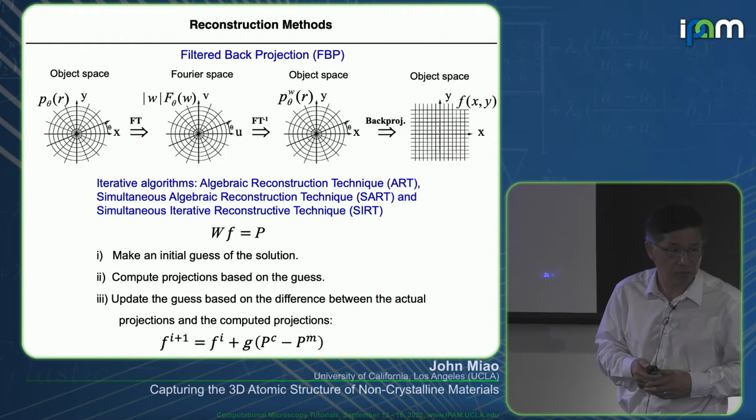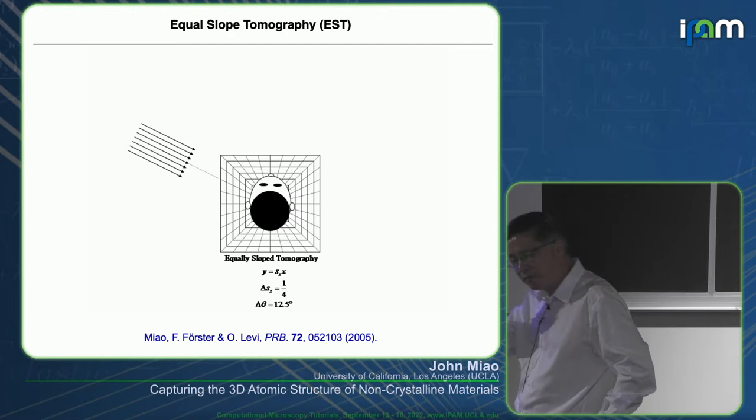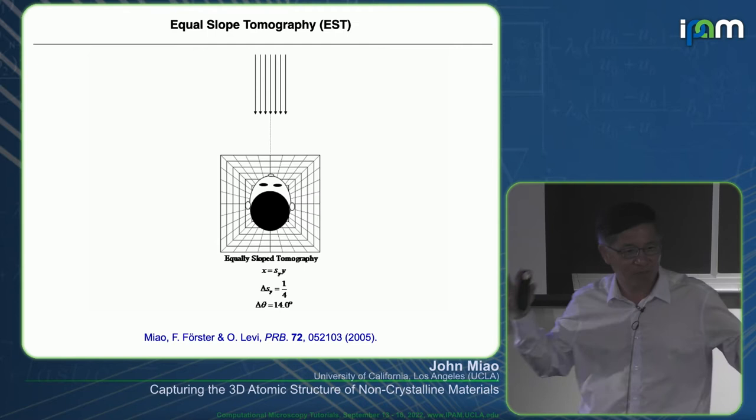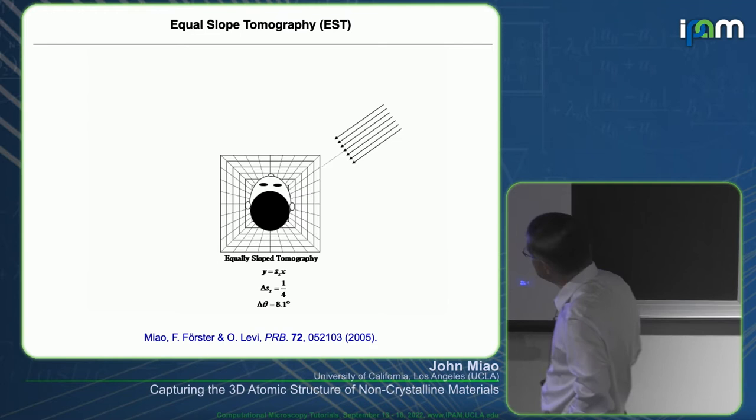And so now, when I was at Stanford, in 2004, I just drove down with my family in a minivan from Northern California to Southern California. So here shows, we developed equal slope tomography.